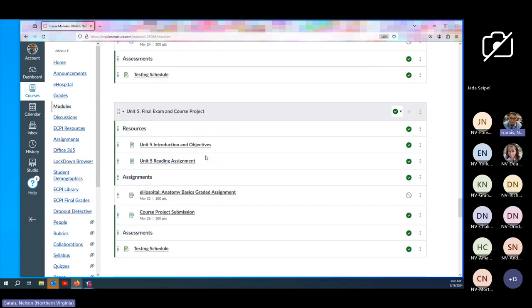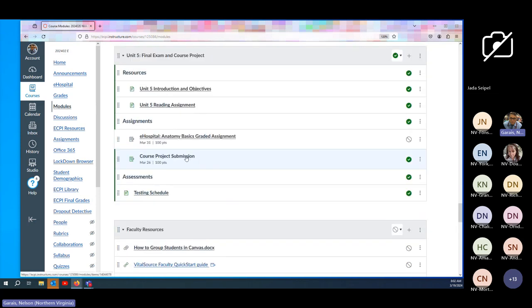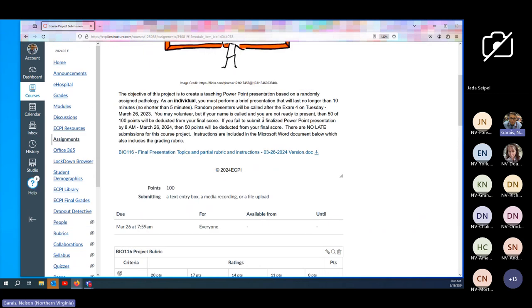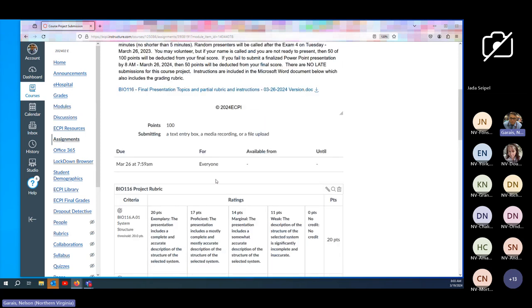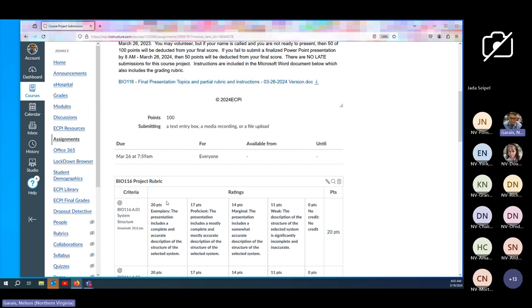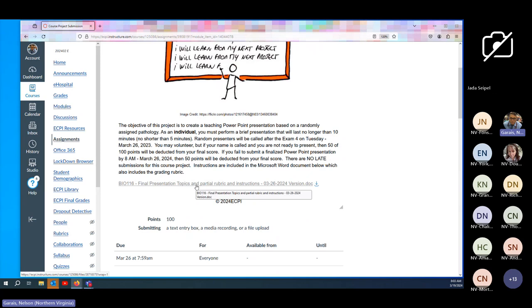When you scroll all the way down to your course project submission, you'll see these little messages. The big thing is it's worth 10% of your grade. 50 points, or 5%, is essentially the PowerPoint itself. Is the spelling good? Is it neat? There's a whole bunch of things, and you can look at this project rubric for hints on how to get an A on this thing. When you click on this as well, there are presentation topics, and more helpful hints and instructions on how your PowerPoint should be. And remember, there are no late submissions.